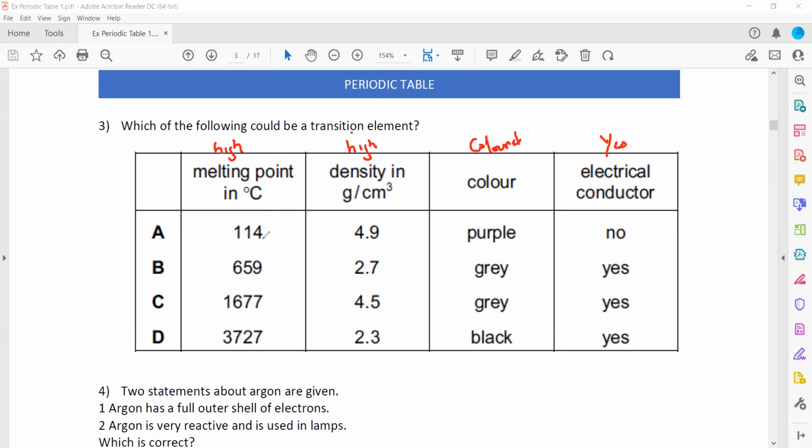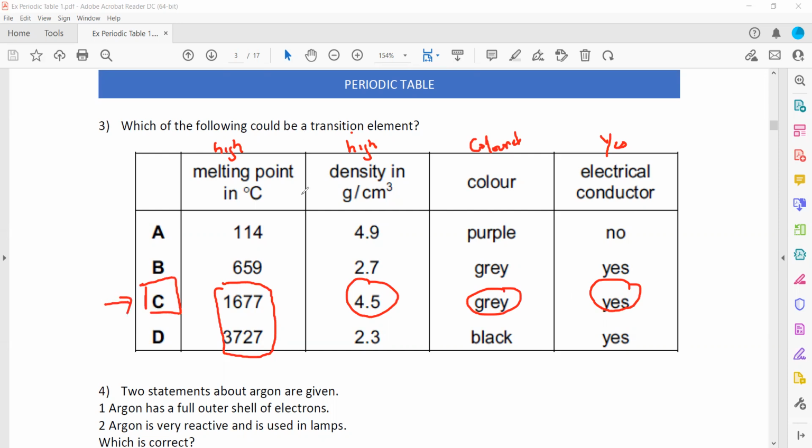So we check high melting point. C and D both have a high melting point. High density as well. So when we compare the density, 4.5 is high density compared to 2.3. So it cannot be D, it will be C. And it is colored, yeah, that's right. And all metals are conductors of electricity, they can conduct electricity, that's why C is the right answer.